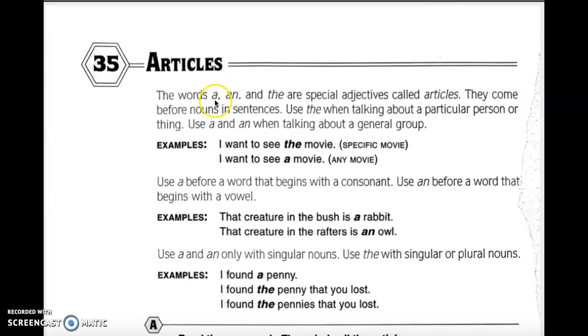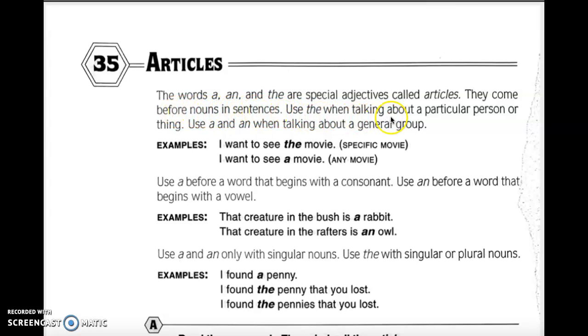The words a, an, and the. They're a special kind of adjective called an article. Now, they're called articles because basically what they do is they identify specific things, or it could be not very specific. But they point things out and they define them more closely. Okay? They usually come before nouns in sentences.